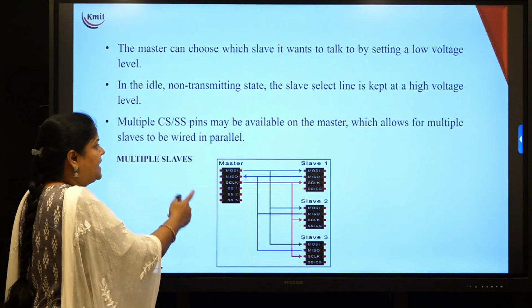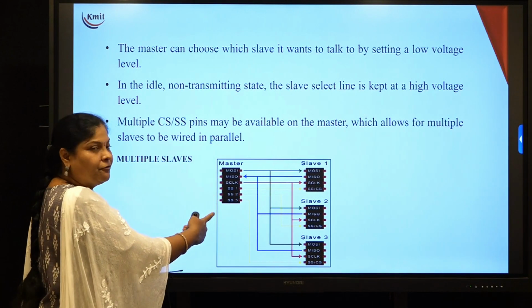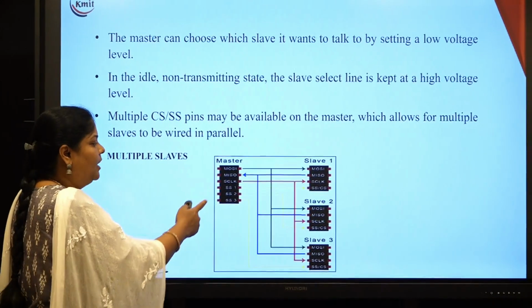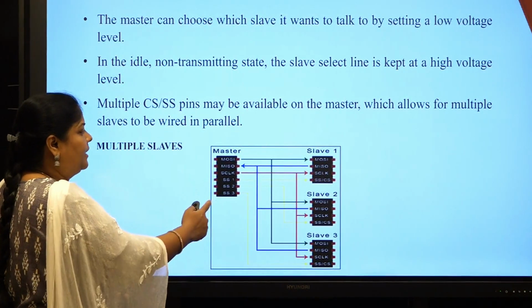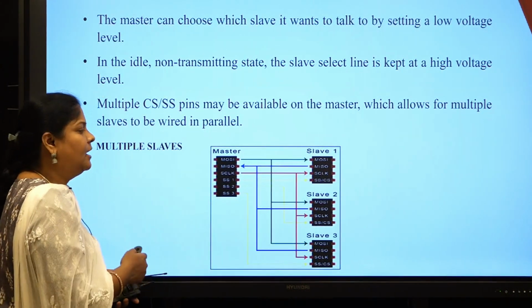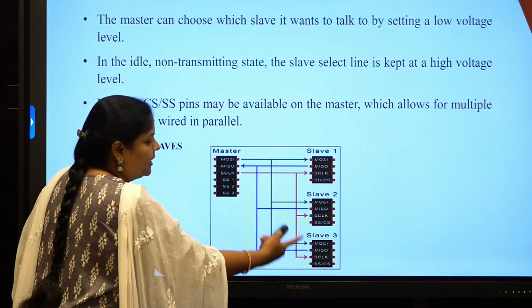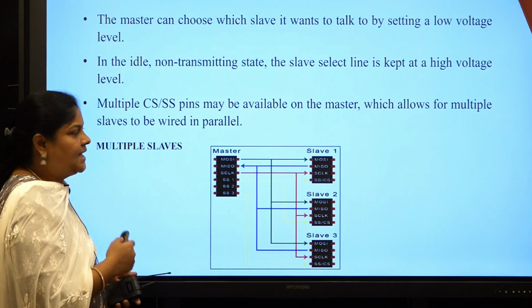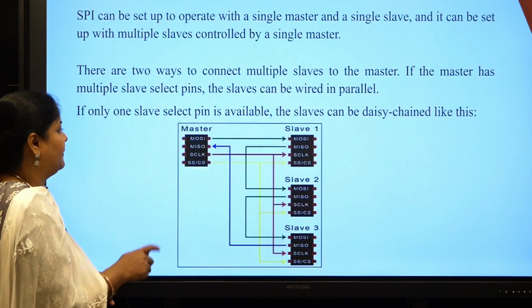Next, multiple CS or SS pins may be available on the master. It depends upon the different types of master board you are using. Some master boards have only one slave select pin, while others can have multiple slave select pins, which allows the master to communicate with multiple slaves. All these slaves are connected in parallel. This diagram represents multiple slaves: one master communicating with multiple slaves. This is possible because you have multiple slave select pins, and all these slaves are wired in parallel.